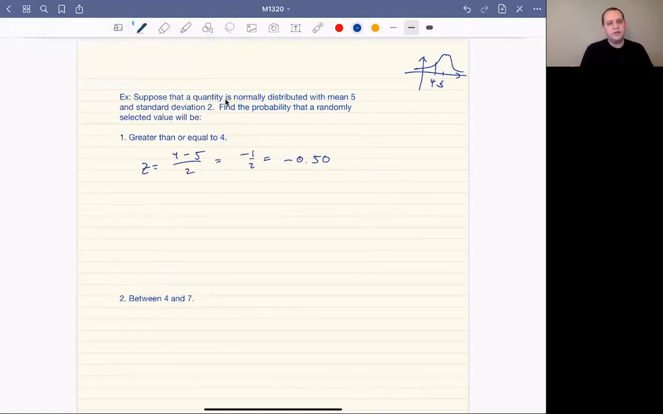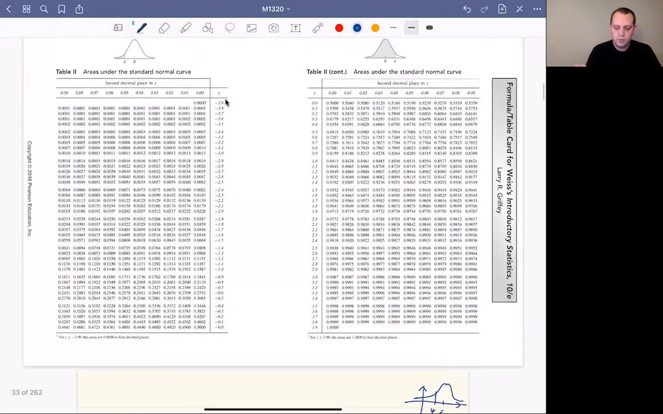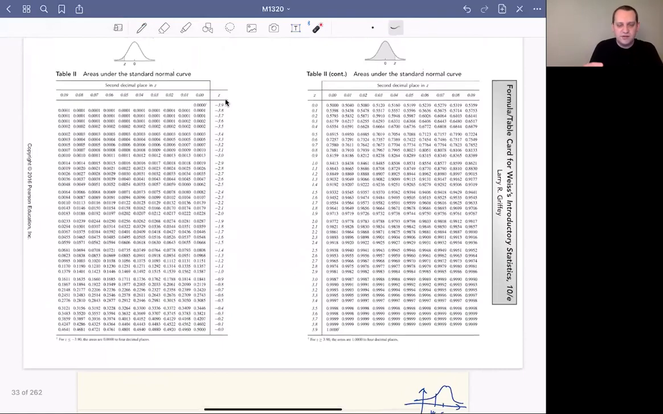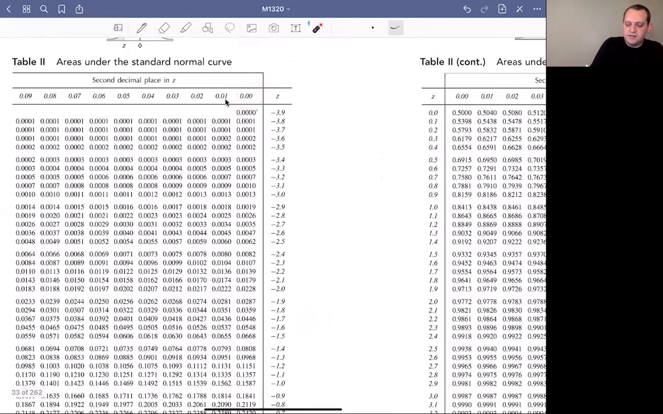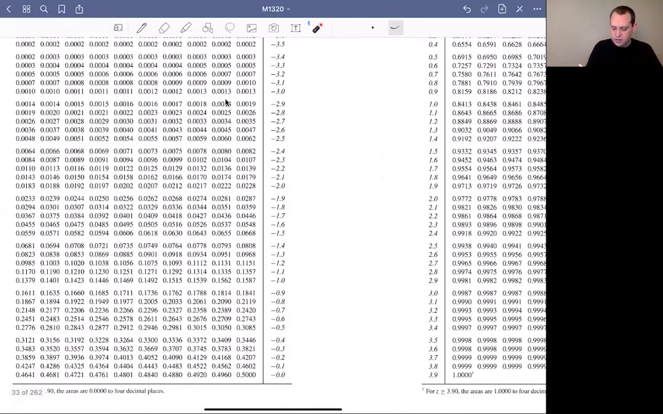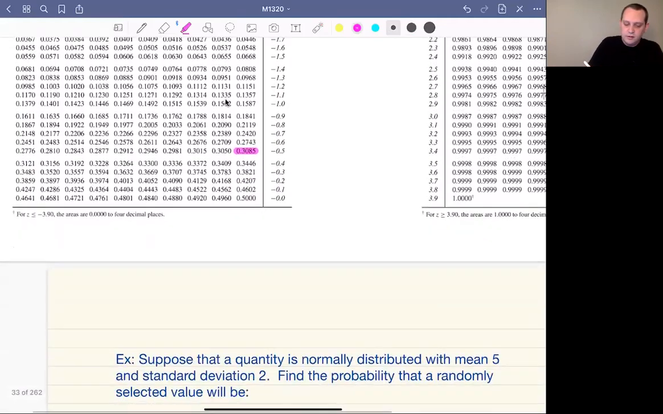And what we can do is go to the table. We have our table of values, and we can look up where the value negative 0.50 is. And so let's see, negative 0.5 is down here. And with the negatives, this goes from right to left just because it's negative, so it's backwards. And so we're looking at 0.3085. Okay, so this value here, I'm just going to highlight it for a second. 0.3085 is the first value.